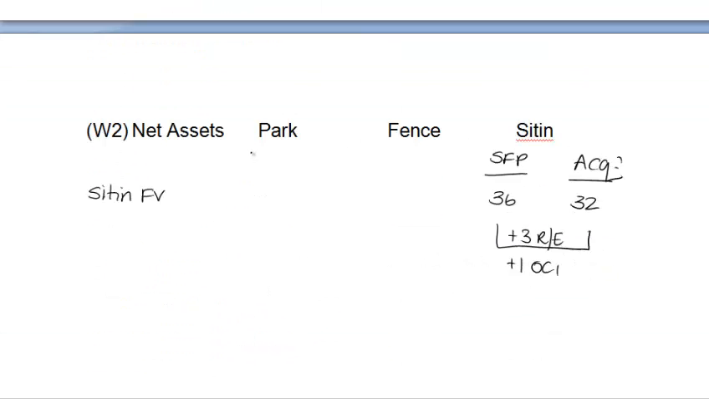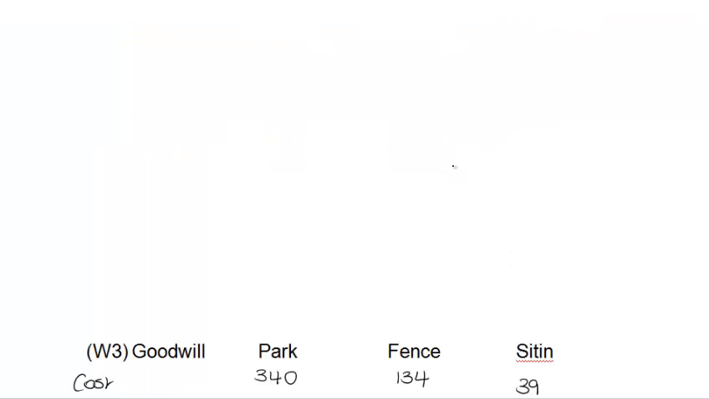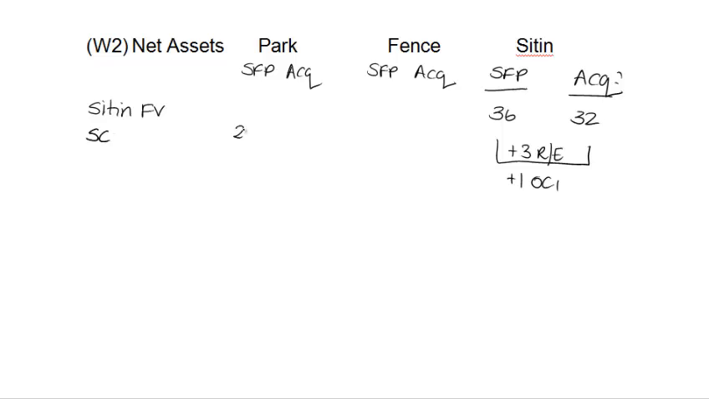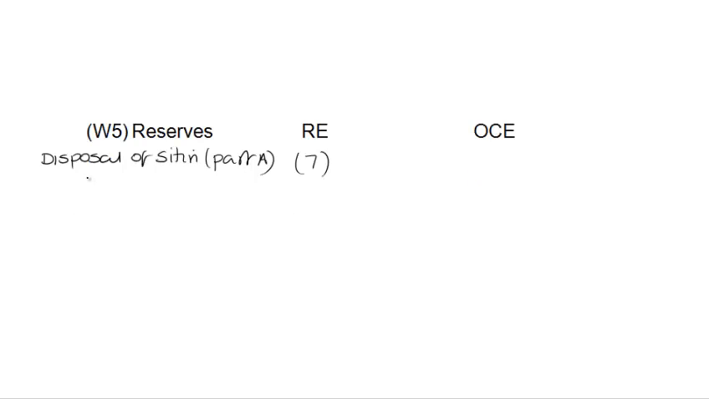So we set up a net assets working, SFP acquisition. Share capital 230, 230, 150, 150. We've got retained earnings, 170 for Park, 65 for Fence. We've got OCE, 14 for Park, 17 for Fence at the SFP date. And we're also given the figures for the parent. Those go into working 5, as they always do. Parent, 410 and 22.